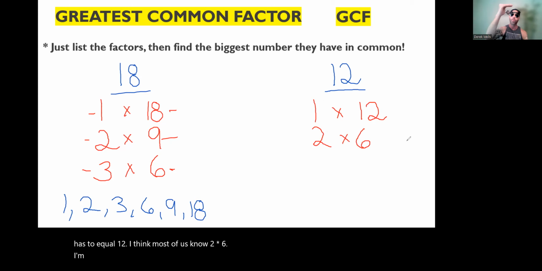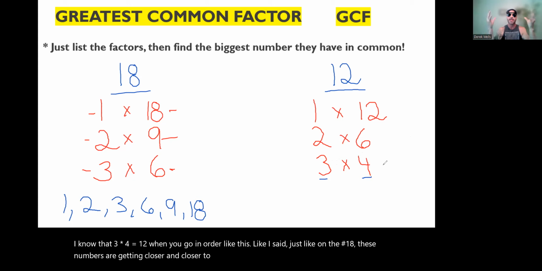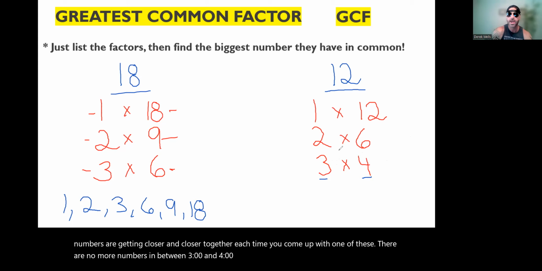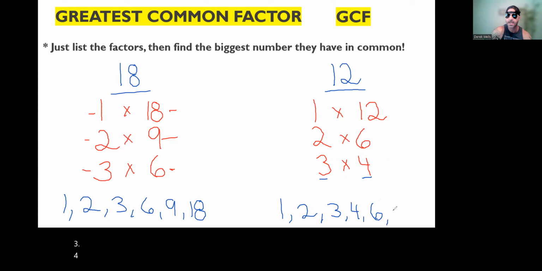I'm going in order. I started with 1, 2. Now I'm going to 3. Well, I know that 3 times 4 equals 12. When you go in order like this, just like on the number 18, these numbers are getting closer and closer together each time you come up with one of these. There are no more numbers in between 3 and 4, so we're done. So I'm going to list these down here in order: 1, 2, 3, 4, 6, and 12. So this is the first step, just listing the factors of the numbers you're finding the greatest common factor for.